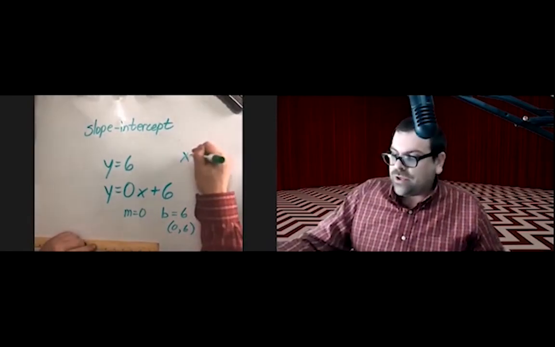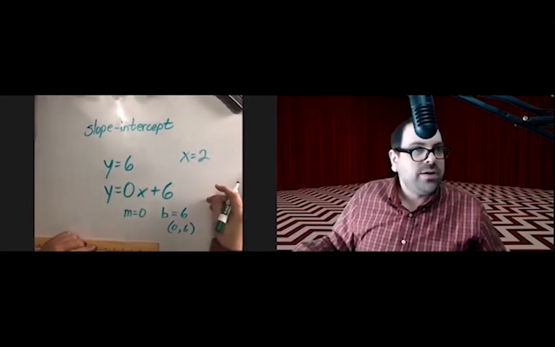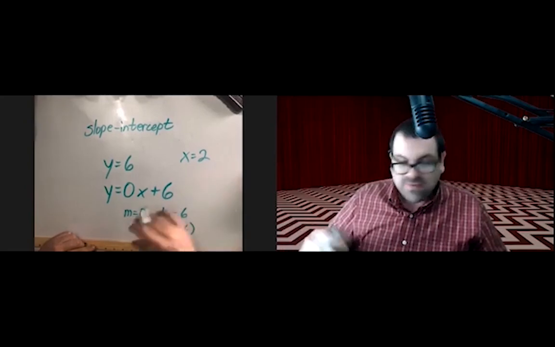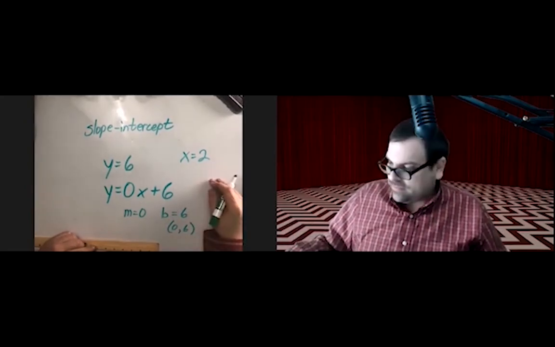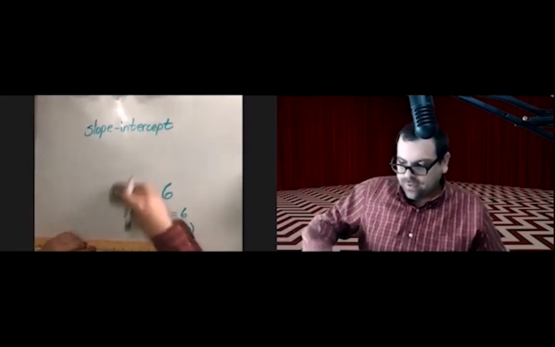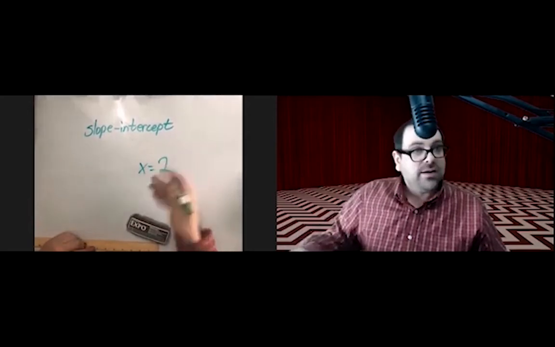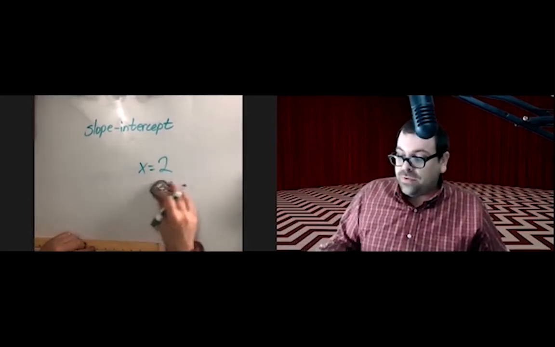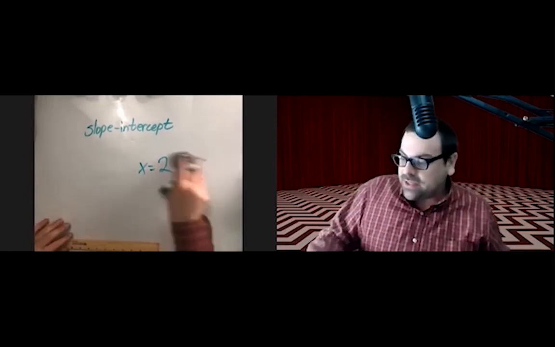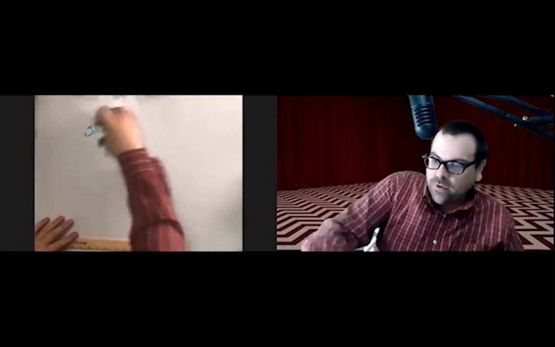Now, x equals 2, that's a line, but it can't be put in slope-intercept form. That's fine. The slope's undefined anyway. We wouldn't have a numerical value. You can't solve something for y if there's no y in there. So x equals a number is a vertical line. That is the only type of line that cannot be expressed in slope-intercept form.